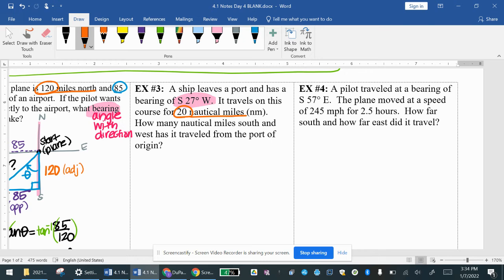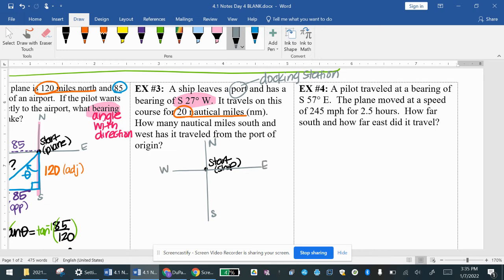So first and foremost, when a ship leaves a port, just so you guys know, a port is like a docking station, aka like a parking lot for boats. Okay? A docking station, aka parking lot. So I'm going to go ahead and put my ship, my start. Okay, this is where I start. This is my ship. We have a bearing, so we're going to go ahead and draw the north, south, east, and west line.